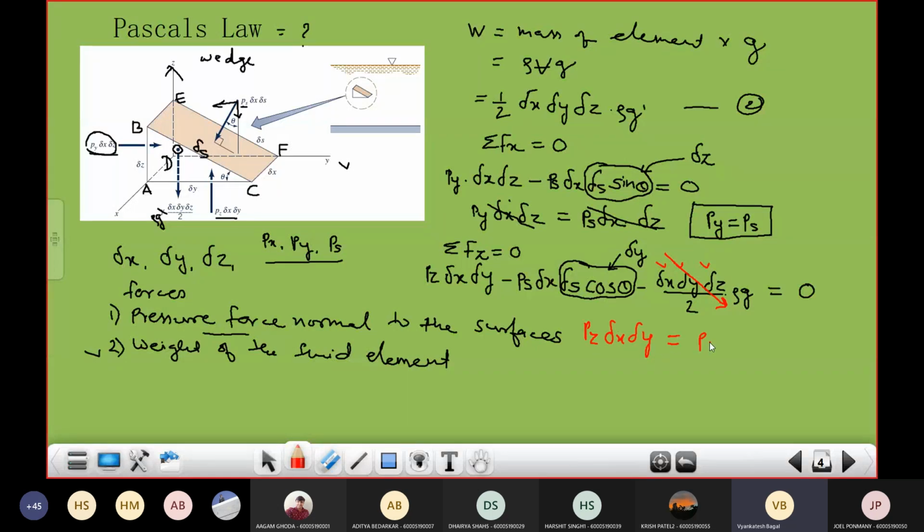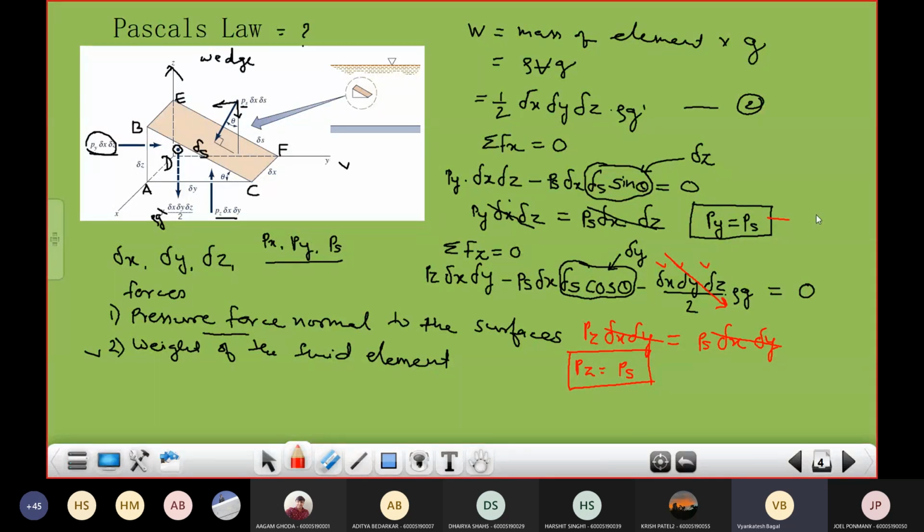And if I solve this expression further, then I can write this Pz delta x delta y must be equal to Ps delta x, and for this I am going to put delta y again, right? So look at the expression, delta x delta y can be cancelled out, and again I am writing Pz is equal to Ps. This is the second expression I am writing.